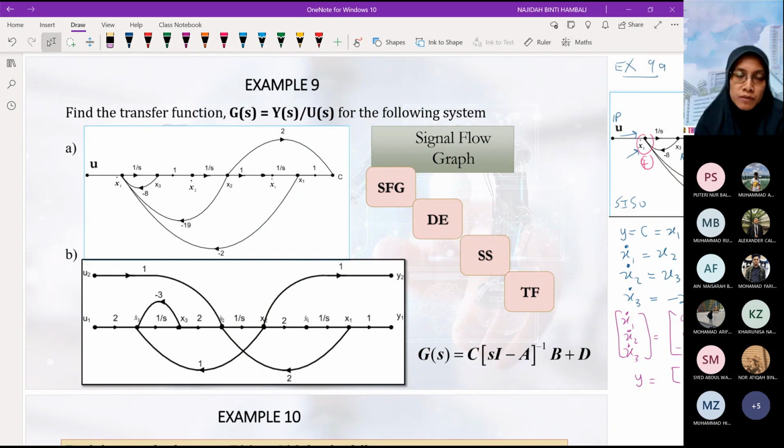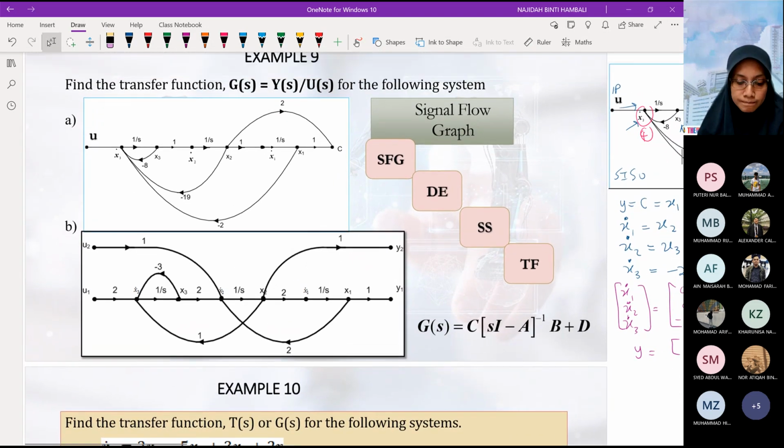So example 8, you are given directly the state space equation, convert to transfer function in S domain. Example 9, you are given a signal flow graph, so you need to determine the equations first before you construct the state space and then convert to transfer function in S domain.